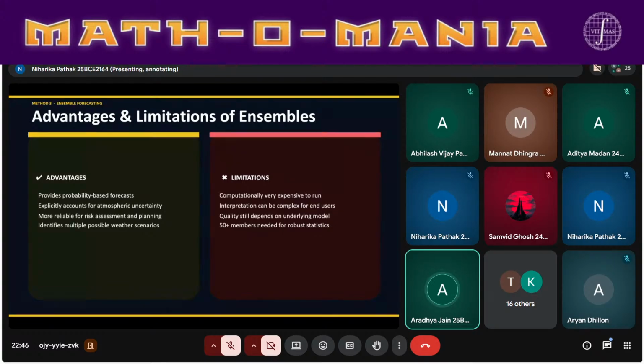Now, quality still depends on the underlying model. So the better the model we have, the better the result we would be able to get, as it requires a lot of equations. So that was the ensemble method. Now let's move on to the next slide.